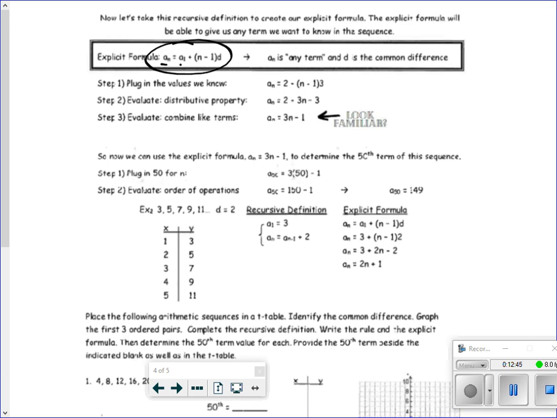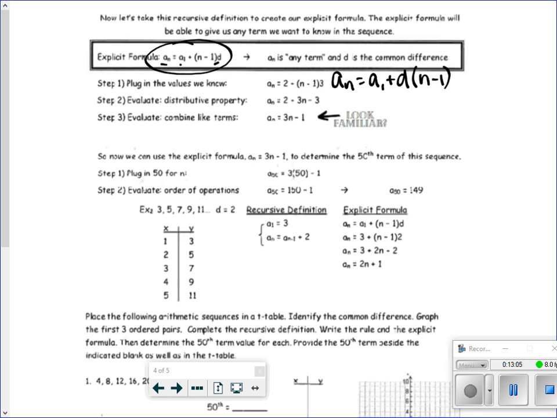I like to rewrite it where this common difference is in the front of the parentheses because we're going to be using it to distribute. So I like to rewrite it like that, just because we're going to be distributing when we solve it.